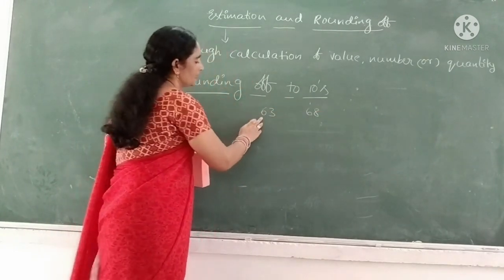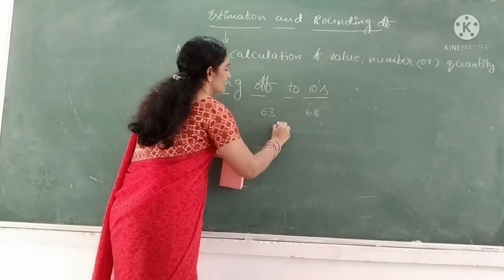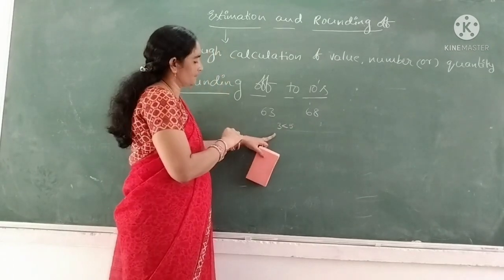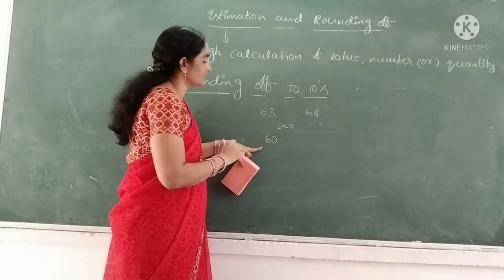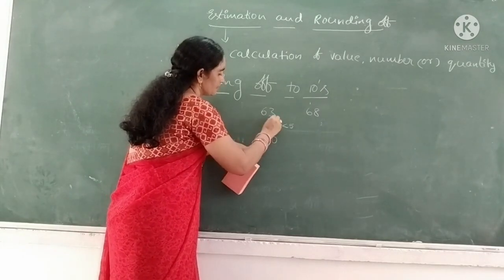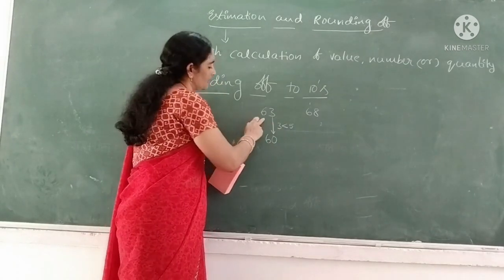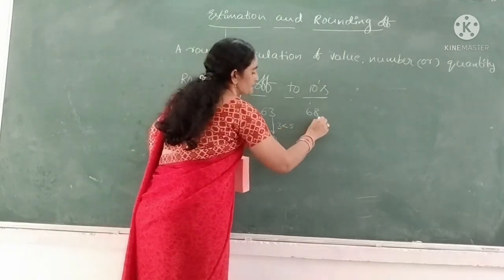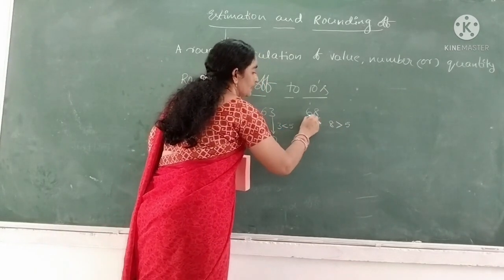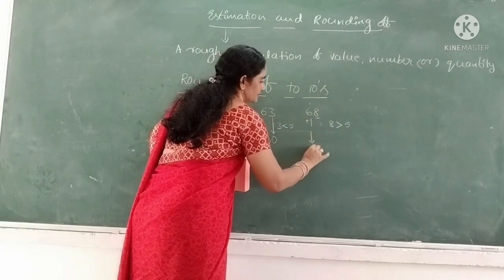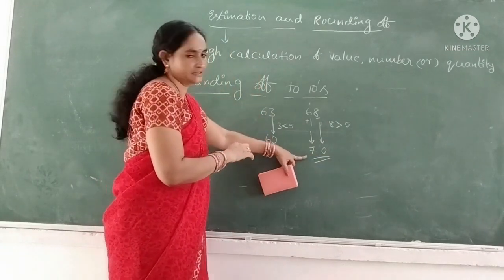63, 68. Here we take the ones place. The ones place is 3. 3 is less than 5. In this case we round off to 60. The ones place becomes 0 and the tens place remains the same. In this case the ones place is greater than 5. Then the tens place is plus 1, 7. The ones place remains 0. 70. We round off to 70.